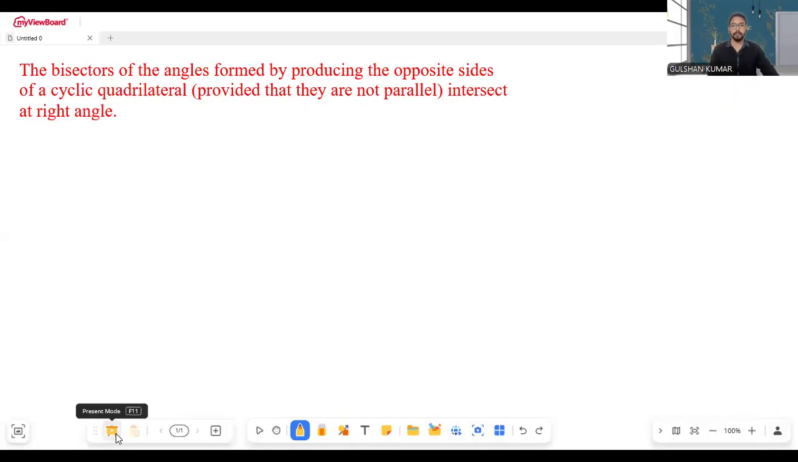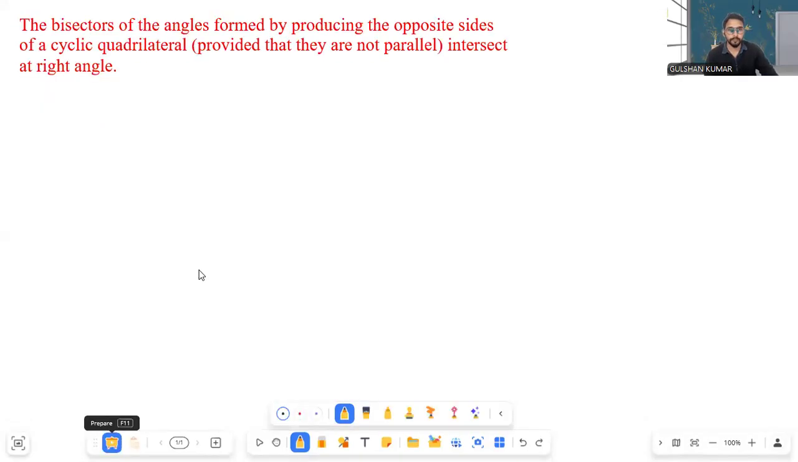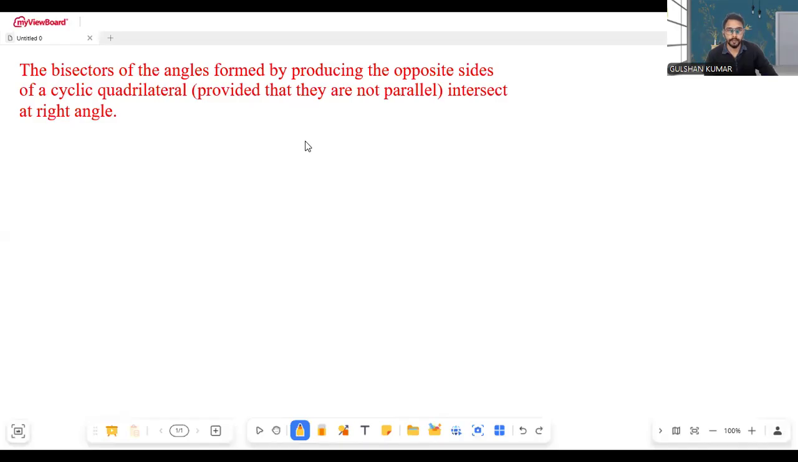Hello, students. In the very same series, we have a theorem here that the bisectors of the angles formed by producing the opposite sides of a cyclic quadrilateral intersect at right angles. Basically, this is a question from the cyclic quadrilateral. We have a circle, and a quadrilateral is inscribed in it. We know that a cyclic quadrilateral is a quadrilateral inscribed in a circle.